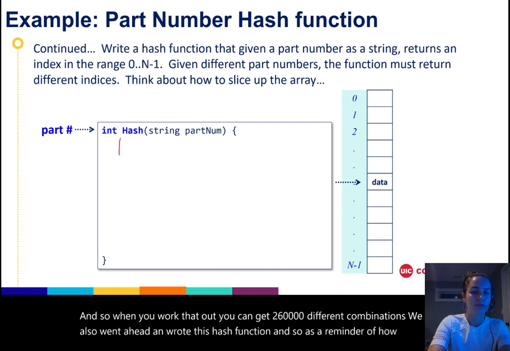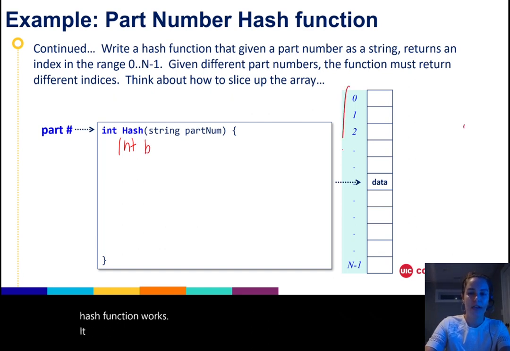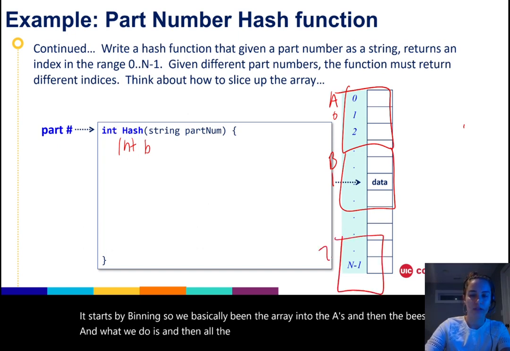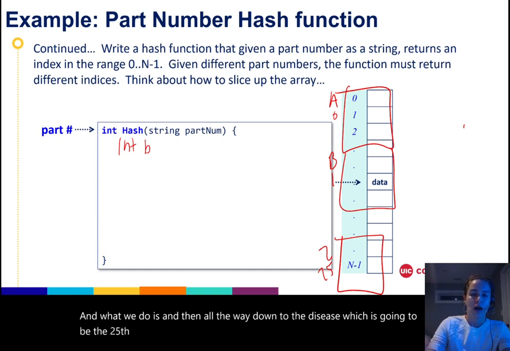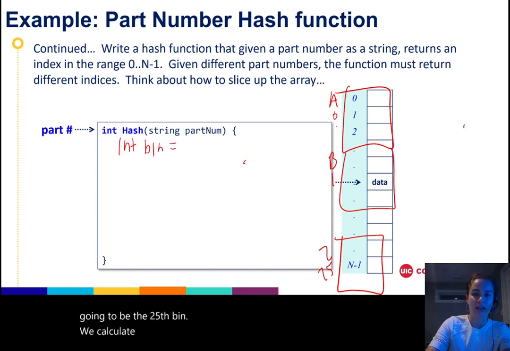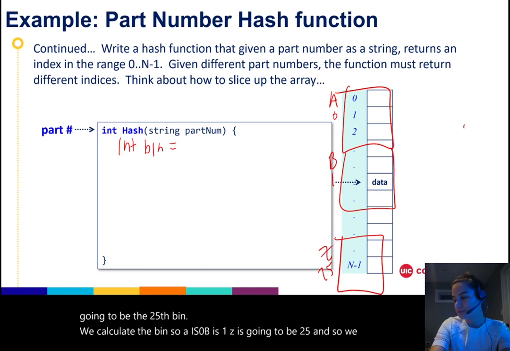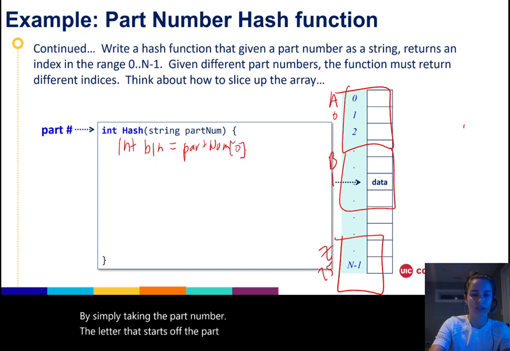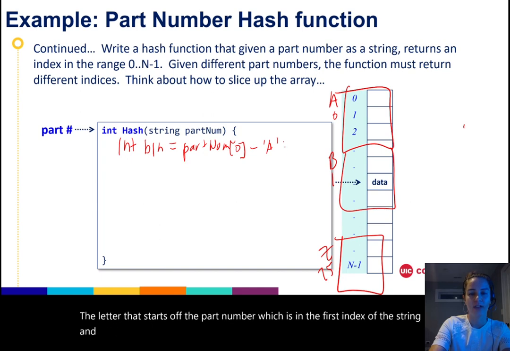We also went ahead and wrote this hash function, and as a reminder of how it works, it starts by binning. So we basically bin the array into the A's and then the B's, all the way down to the Z's, which is going to be the 25th bin. We calculate the bin, so A is 0, B is 1, Z is going to be 25, by simply taking the letter that starts off the part number, which is in the first index of the string, and subtracting off the A character, and that will give A to 0, B to 1.